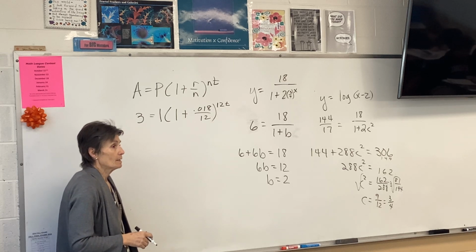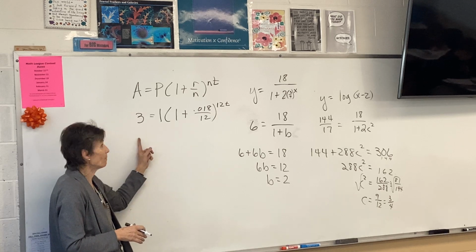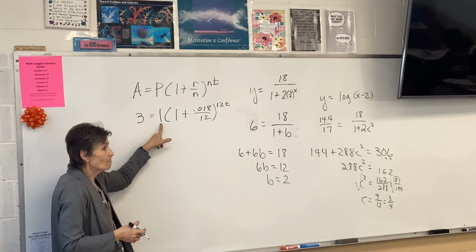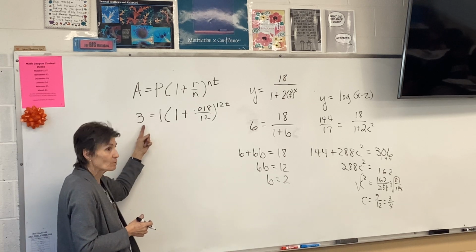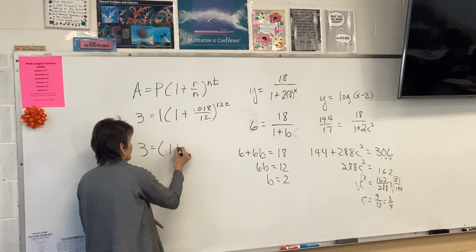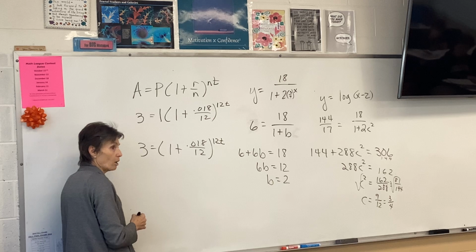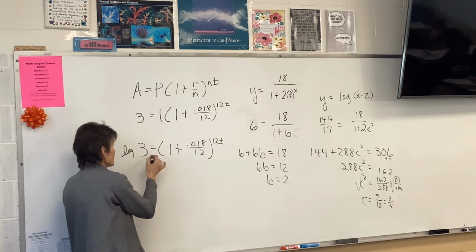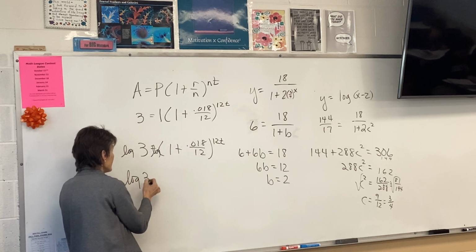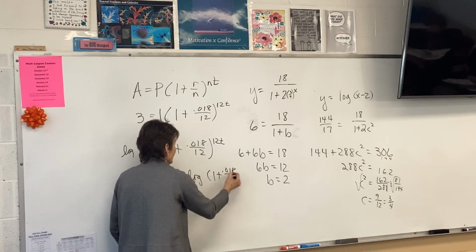Here's why your starting amount doesn't matter. The first step is to divide by that number. I have a 1, so it isn't going to matter, but if you started with 25 and ended with 75, first you divide by that number, and you get a 3 over here. Now we log both sides, because we have to pull that exponent down. You can't solve for it when it's up there. So log 3 equals 12t log of 1 plus 0.018 divided by 12.